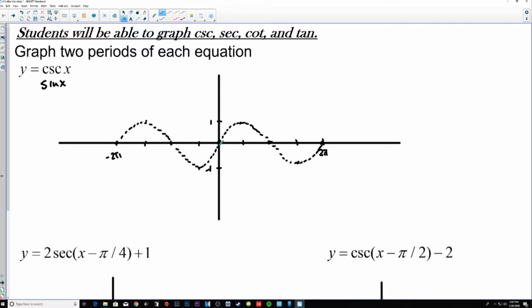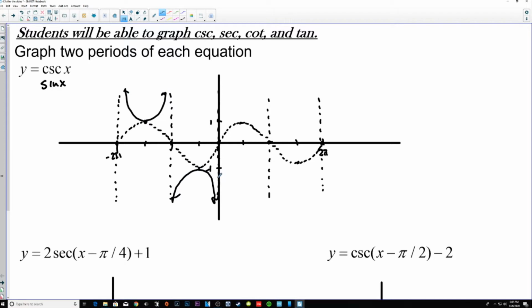So there is sine. Now anywhere sine is 0, cosecant is going to be undefined. So we have vertical asymptotes anywhere sine is 0. Now the reciprocal of 1 is 1, so they're going to share the 1s and negative 1s. And there's the graph of cosecant. And we just turn sine upside down, like that, and turn it upside down here.